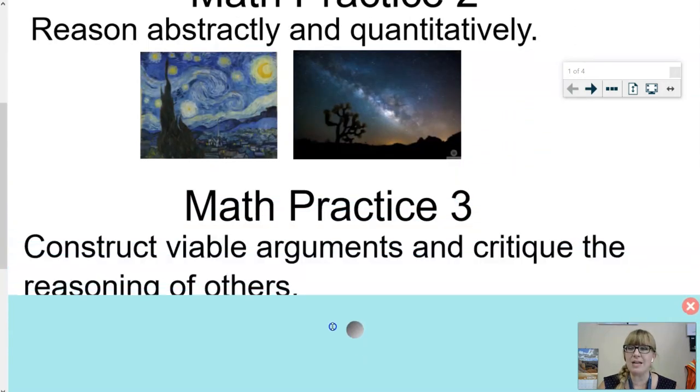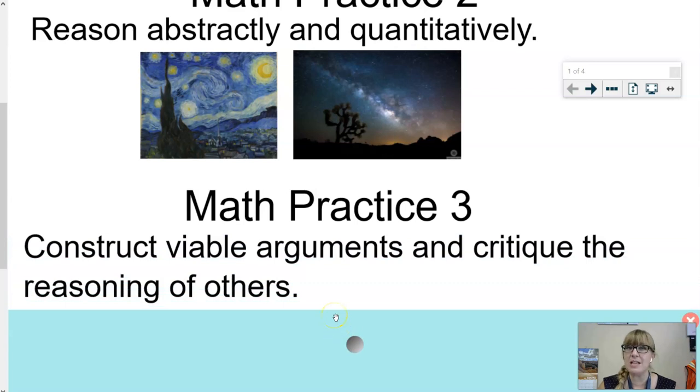Math practice 3 is construct viable arguments and critique the reasoning of others. The best way that we can construct viable arguments is to show our work. Whenever we show our work, we're showing how we got from point A to point B, and we're proving that we know what we know. When we critique the reasoning of others, we're not always looking for mistakes that are made. Sometimes we're learning from them.